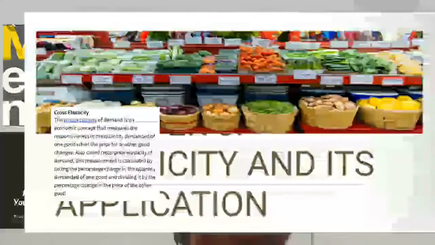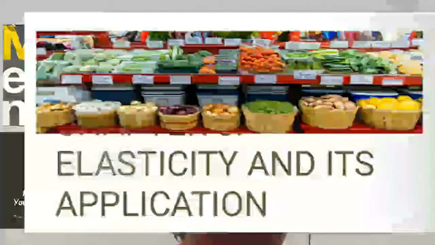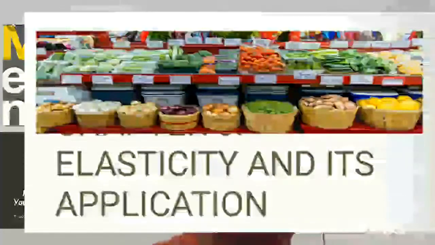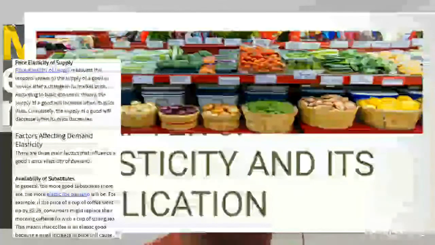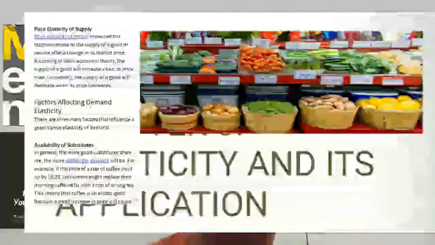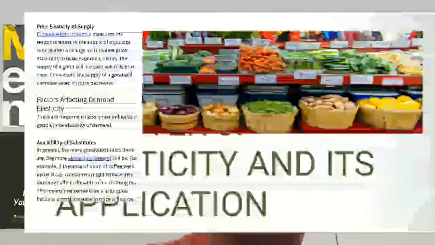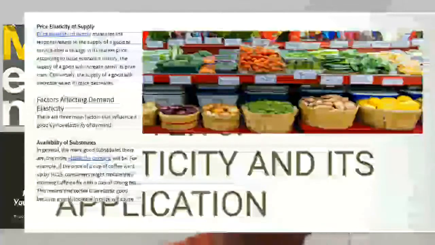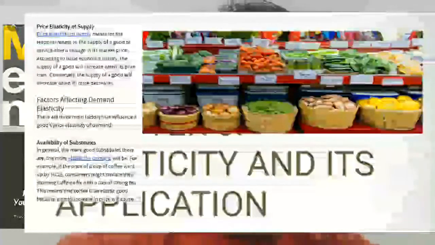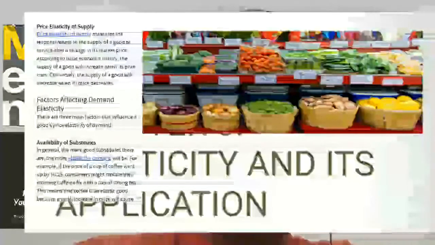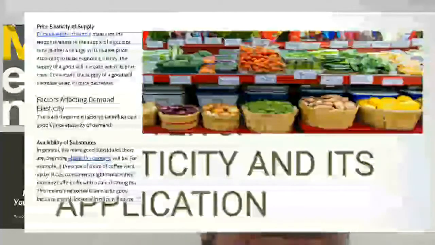So, when we talk about cross elasticity of demand, it pertains to what we call substitutes, or alternative products. If the other item is increasing its price, the consumer can resort to the other item or product. Now, the price elasticity of supply measures the responsiveness of the supply of a good or service after a change in its market price.